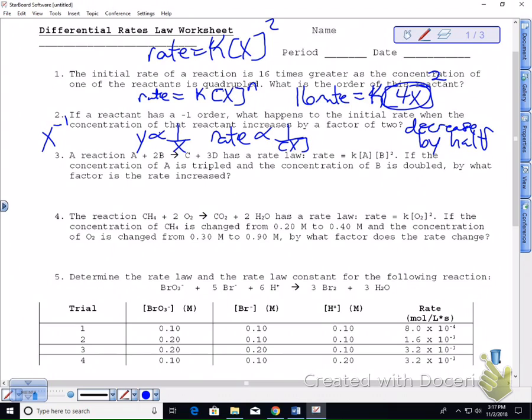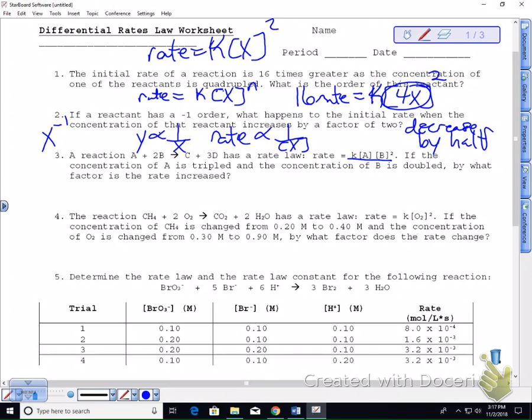Number 3, a reaction A plus 2B goes to C has a rate law given. All right, so cool. You can see the rate law right here. If the concentration of A is tripled and the concentration of B is doubled, by what factor is the rate increased? Okay, so these effects are going to be independent of each other because we assume that whatever A is doing there and whatever B is doing have no relation to each other. We'll learn more about the collision theory and how that works later in this unit. But let's treat each of them individually.